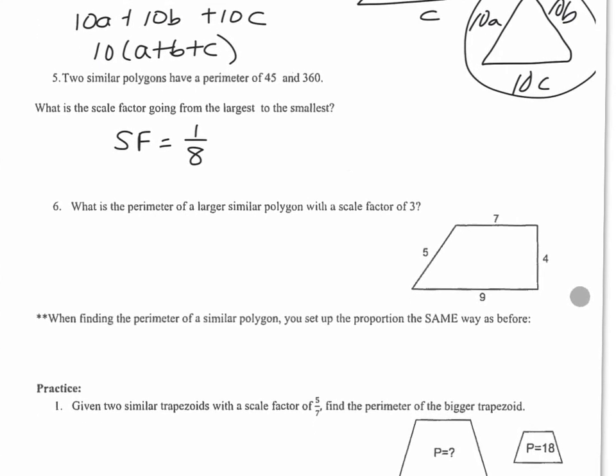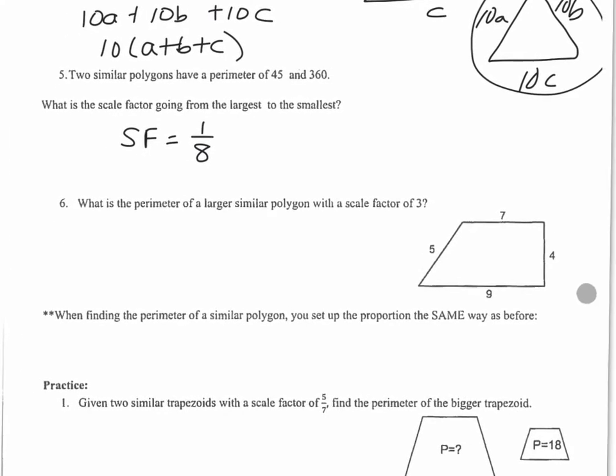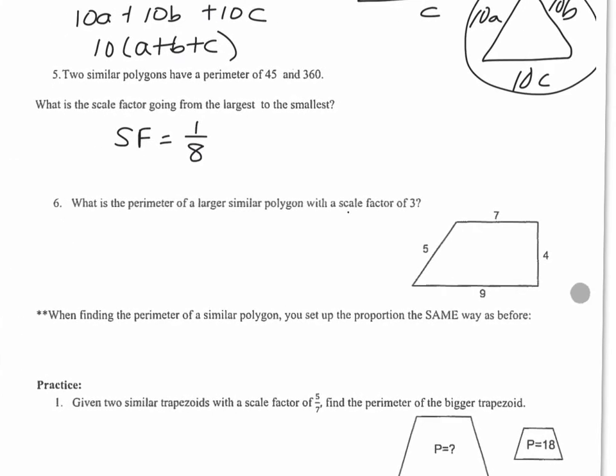If we go ahead and look at number 6, it says, what is the perimeter of the larger similar polygon with a scale factor of 3? So I know my scale factor is 3. So I know S equals 3. What about my perimeter ratio? If my scale factor is 3, I also know my perimeter ratio is 3. And you could do 3 over 1 if you wanted to really turn it into a ratio.